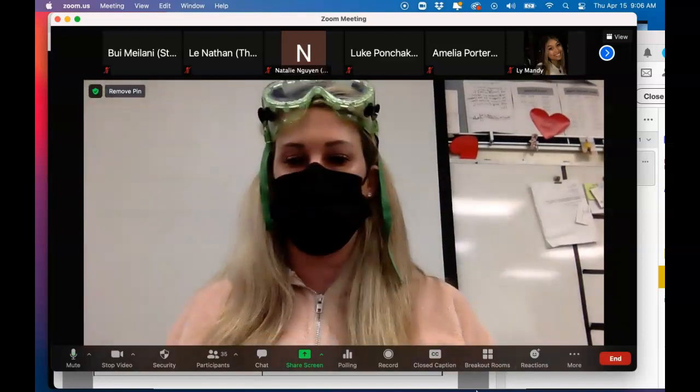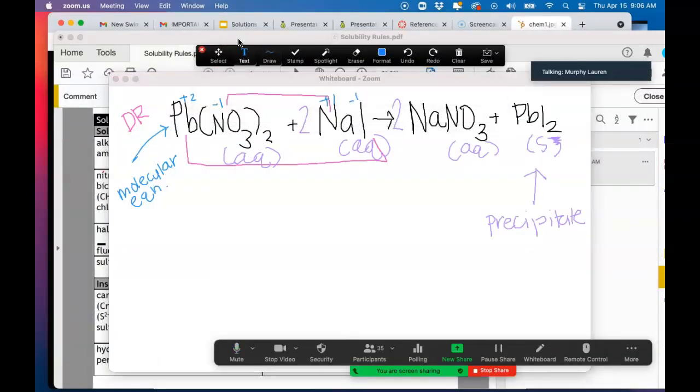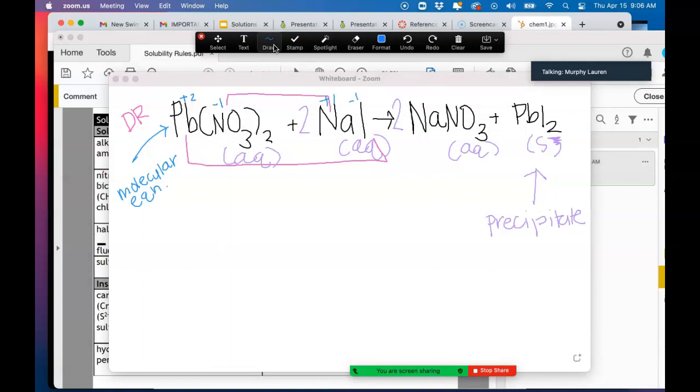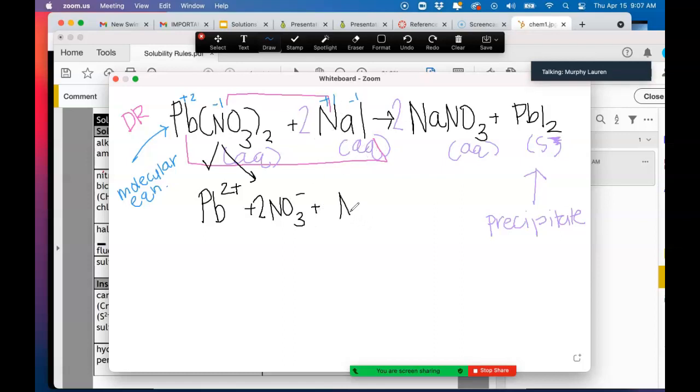So what does that look like? Lead II nitrate is aqueous, so I'm going to rip it apart into its ions. Which ions made lead II nitrate? Lead, but not solid lead. This is lead ion. Aqueous means ion. And nitrate, but there are how many of them? Two nitrates. I'm taking this compound and ripping it back apart because that's what it means to be aqueous. Now I have to do that for this other aqueous species. So I go plus. This is sodium ion, Na plus 1. Don't forget, you have to distribute that 2 out in front. There are 2 of them, and there are also 2 iodide ions.